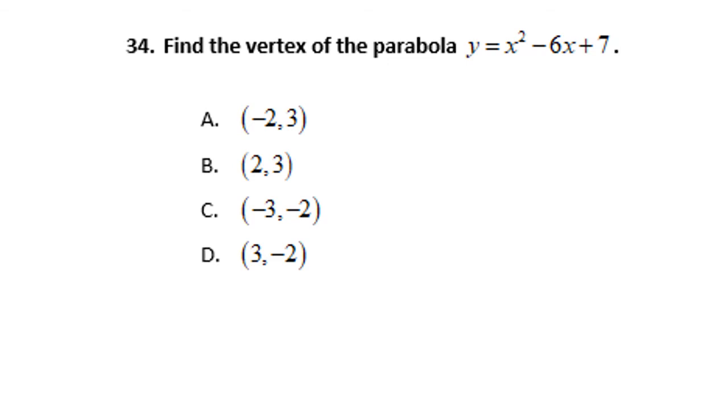Number 34. Find the vertex of the parabola y equals x squared minus 6x plus 7. A, -2, 3. B, 2, 3. C, -3, -2. D, 3, -2.